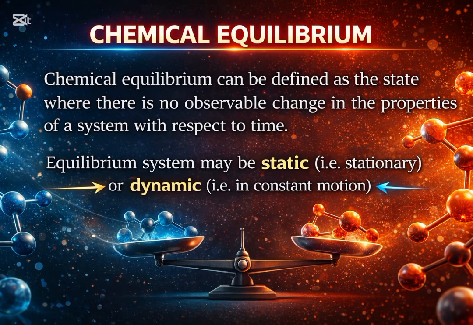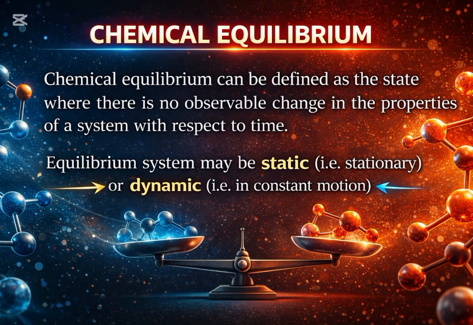Today, we shall be looking at chemical equilibrium. Chemical equilibrium can be defined as the state where there is no observable change in the properties of a system with respect to time. This simply means that both the forward and the backward reaction in a reversible reaction are equal. So there is no observable change.